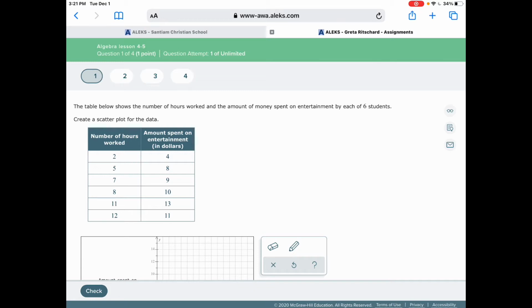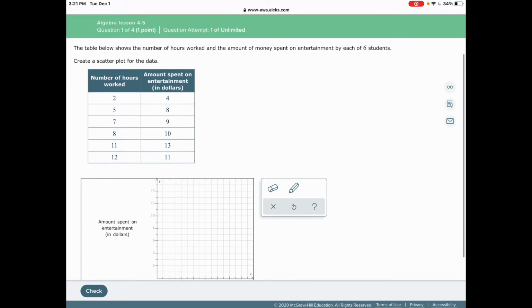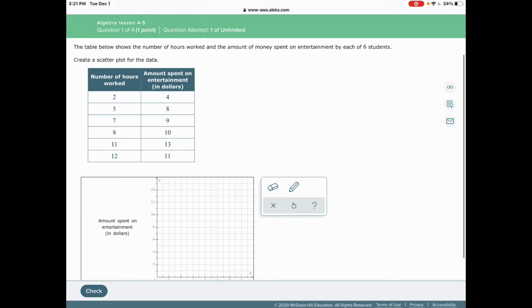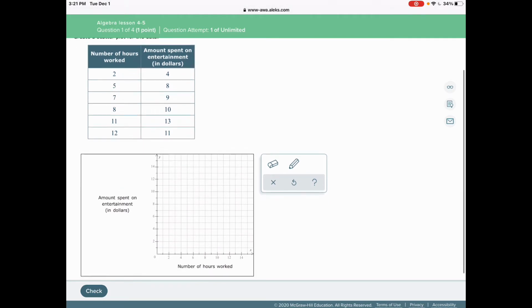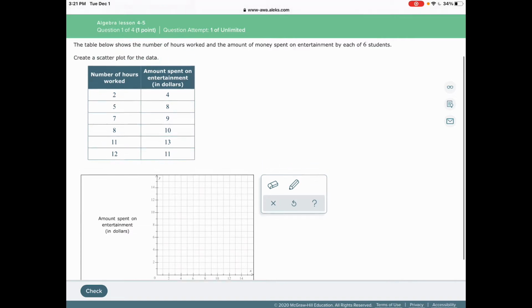So the first problem says the table below shows the number of hours worked and the amount of money spent on entertainment by each of 6 students. Create a scatter plot for the data. When we create a scatter plot, basically all we're doing is plotting points. And so what we have here is some information. We have the number of hours worked and then the amount spent on entertainment in dollars.